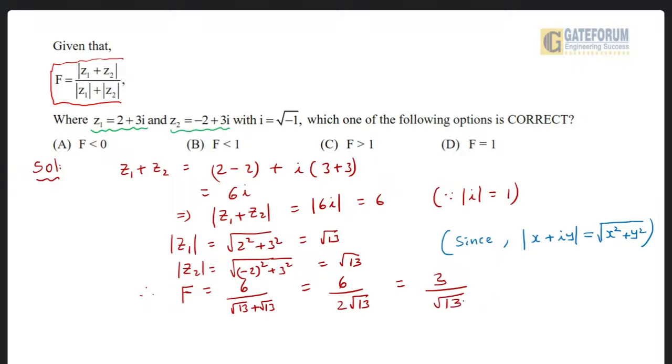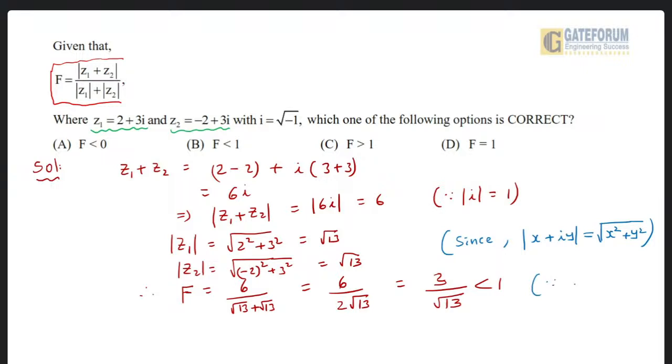Now root 13 approximately lies between 3 and 4, because root 9 is 3 and root 16 is 4. Root 13 always lies between root 9 and root 16. So the denominator is a value between 3 and 4. The value of the denominator is more than the numerator, so this is a proper fraction. Am I correct or not? Which is less than 1. What is the reason?